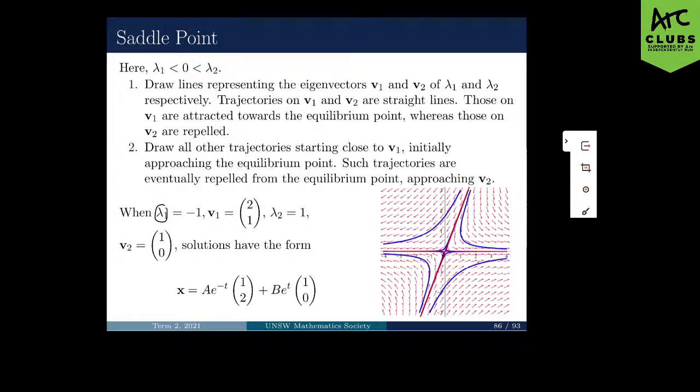So we start off by drawing the lines corresponding to the eigenvectors. The way we draw the trajectories is that we start off with our pen close to v1, which is the eigenvector corresponding to the smaller eigenvalue. So for this trajectory, that will be up here.